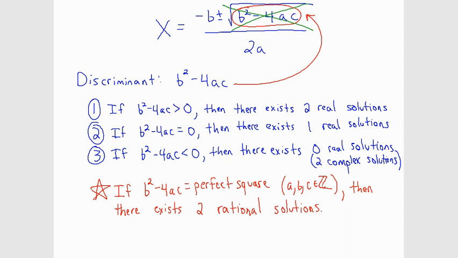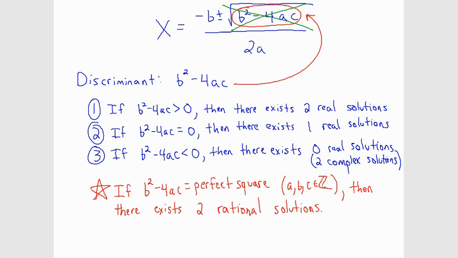The hidden agenda here, and the thing that I never really learned until I became a teacher and worked it out for myself, is if our discriminant is equal to a perfect square, and again, we're keeping in mind that a, b, and c are integers, although they probably could be rational numbers at the same time. The point is they're not irrational. And if you want, I can show you an example of that. But if the discriminant is equal to a perfect square, then there exist two rational solutions.